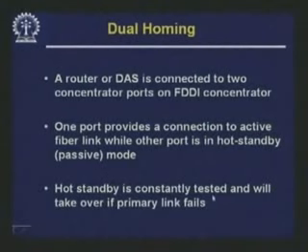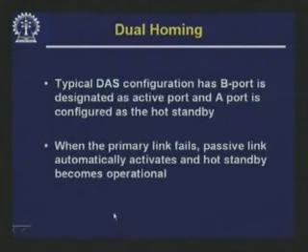Hot standby is constantly tested and will take over if the primary link fails. So, a typical DAS configuration has the B port designated as the active port and the A port configured as the hot standby. When the primary link fails, the passive link automatically activates and hot standby becomes operational. So, it is the same dual homing principle which we had seen earlier when we were talking about fault protection, failure and recovery.